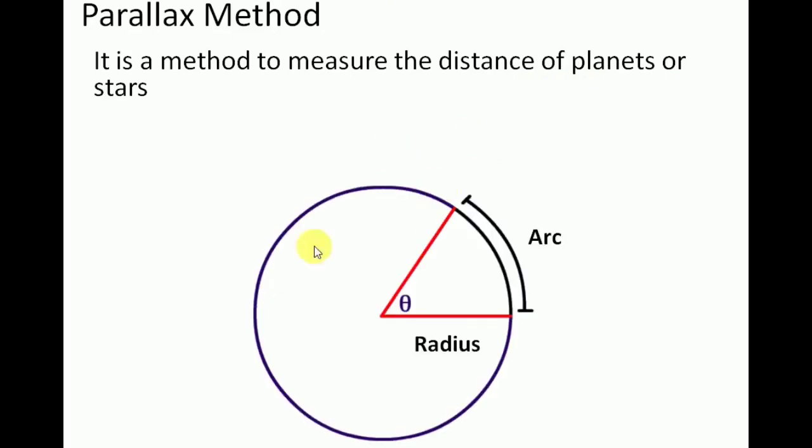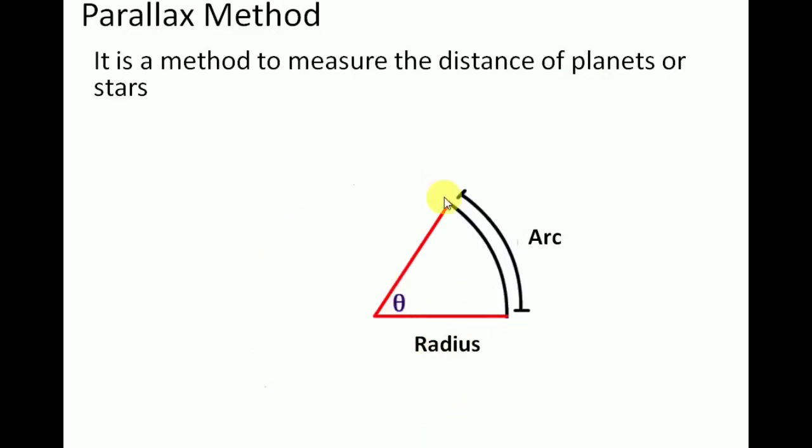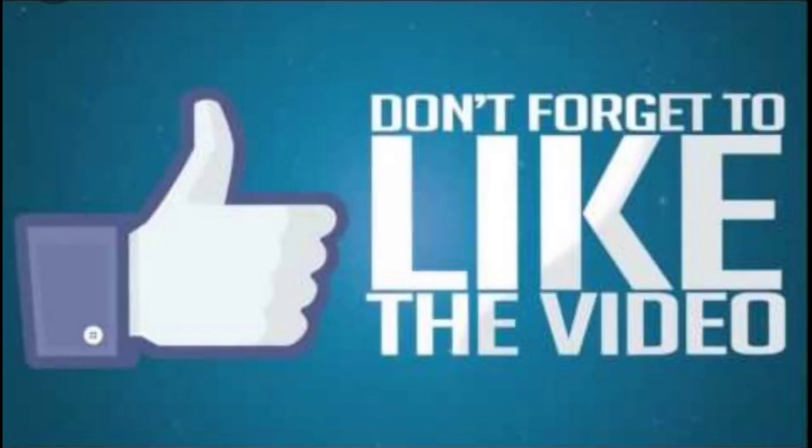So this is a circle with radius r, and if you cut this part only, I will call this part the arc, this is the radius, this is the angle, and the relation between these three is angle is equal to arc by radius. So this is the main formula which we need to derive the parallax method.